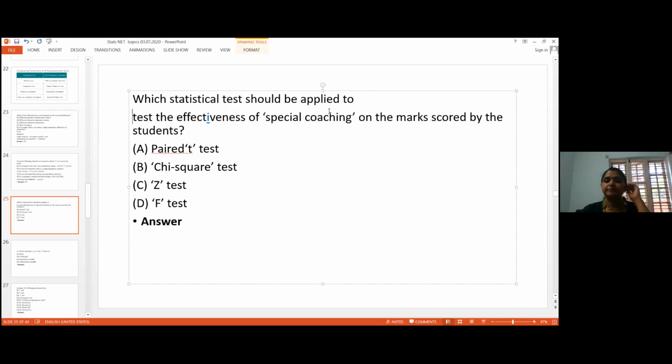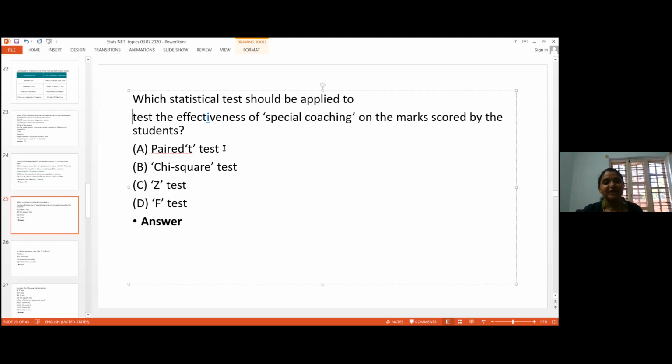How do we get the answer? It is special coaching, so we need to focus on a specific group, right? Which test would be most applicable here? I've got one or two answers, so let me see. I doubt that's correct. Yes, that's a correct answer. Mr. Ramesh has given the correct answer.